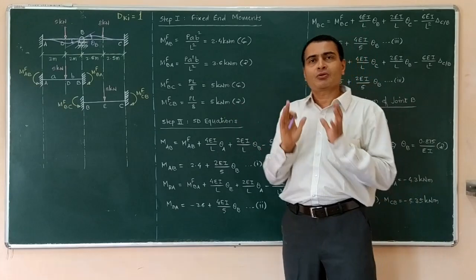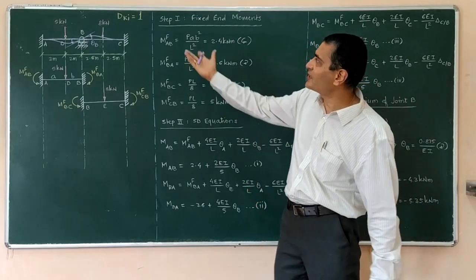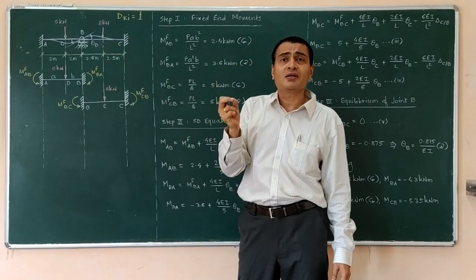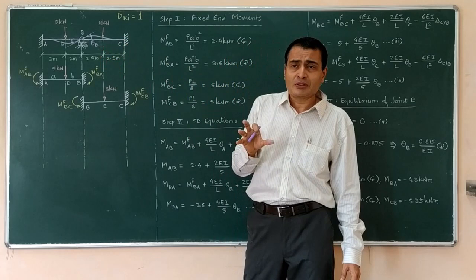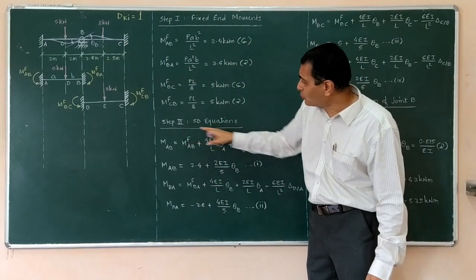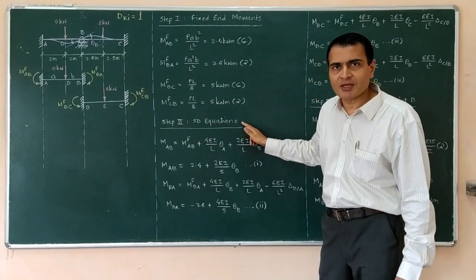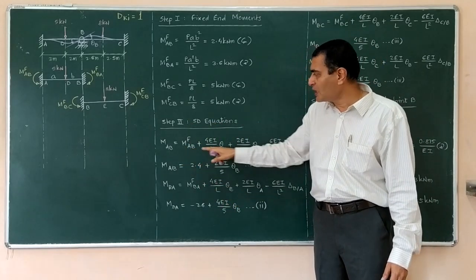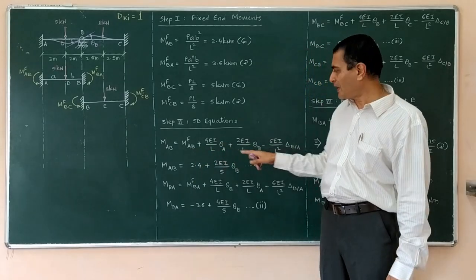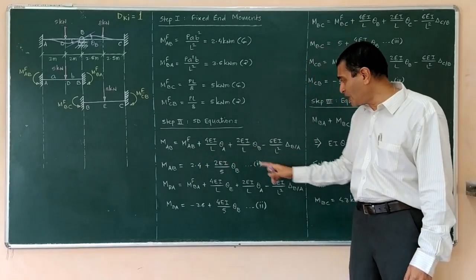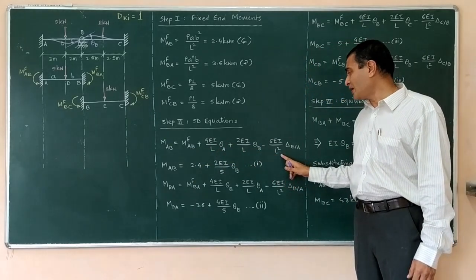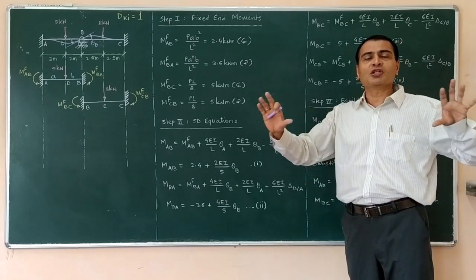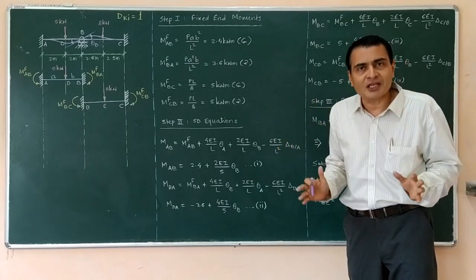Once we find fixed end moments, and once we have decided that we have only theta B as our unknown joint slope, we directly go to step 2, that is SD equations, slope deflection equations. So I am writing MAB, which is MFAB plus 4EI upon L theta A plus 2EI upon L theta B minus 6EI over L square delta B relative to A. This is our most general or generalized form equation.